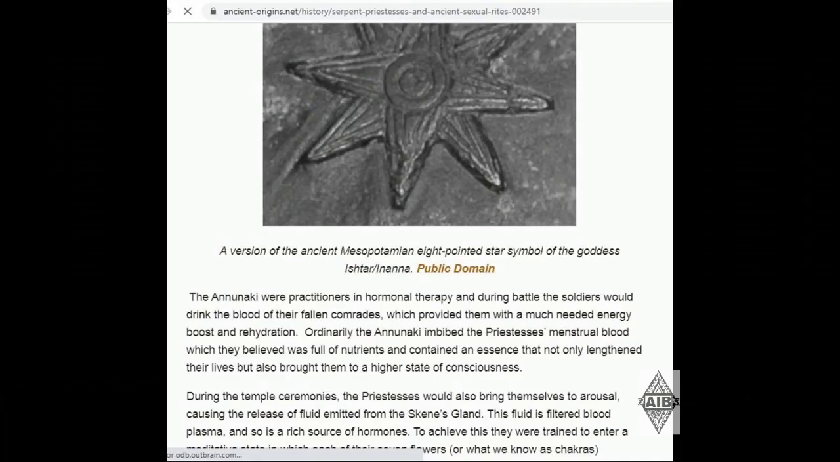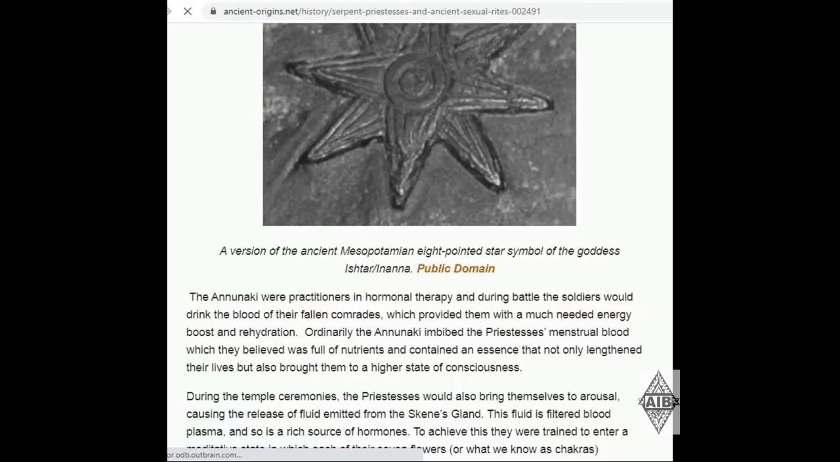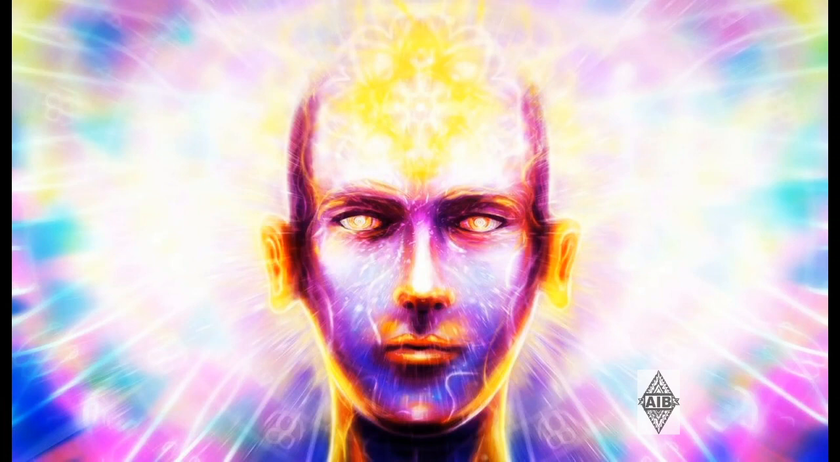The Anunnaki were practitioners in hormonal therapy, and during battle the soldiers would drink the blood of their fallen comrades, which provided them with a much needed energy boost and rehydration. Ordinarily, the Anunnaki imbibed the priestess's menstrual blood, which they believed was full of nutrients and contained an essence that not only lengthened their lives, but also brought them to a higher state of consciousness.